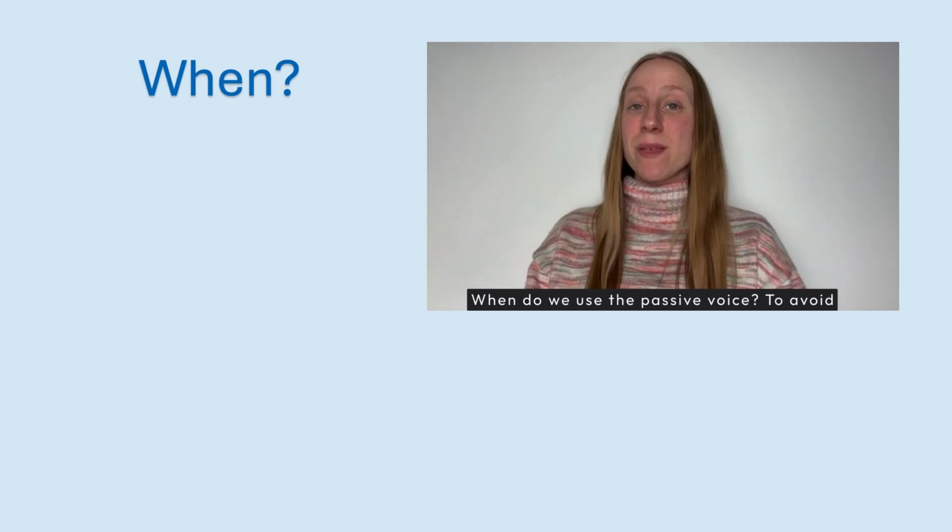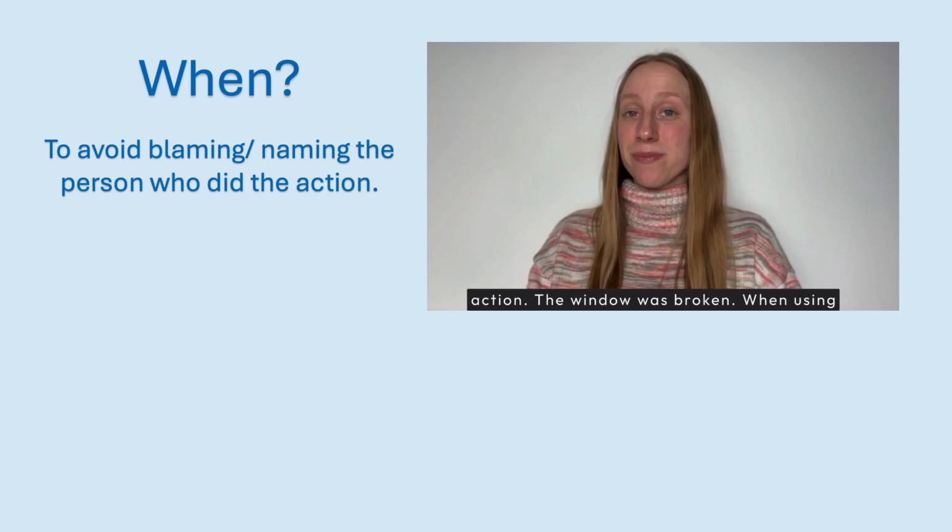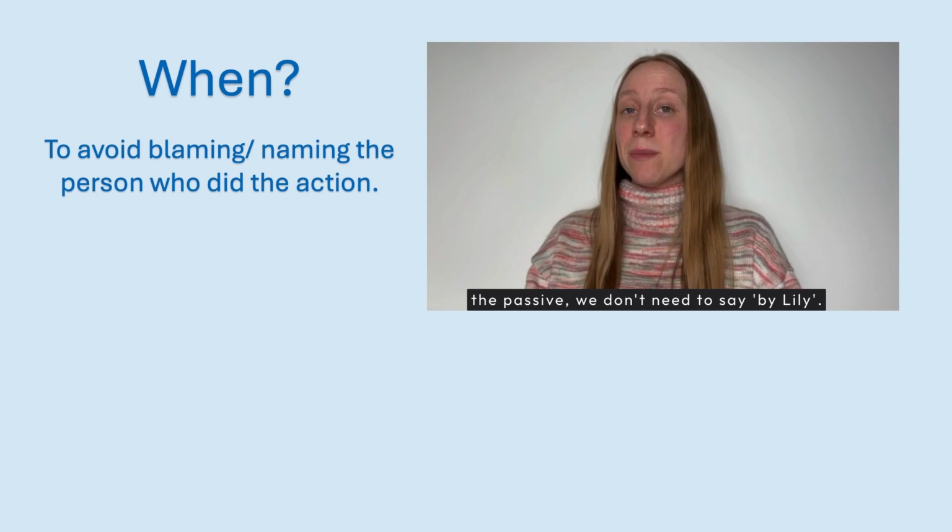When do we use the passive voice? To avoid blaming or naming the person who did the action. The window was broken. When using the passive, we don't need to say, by Lily.